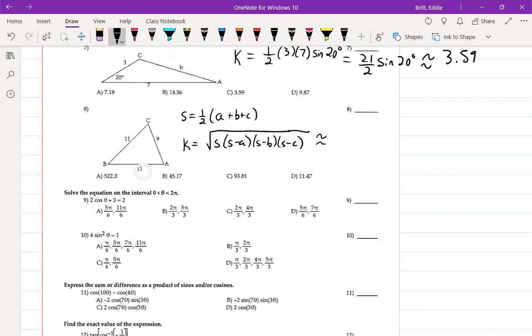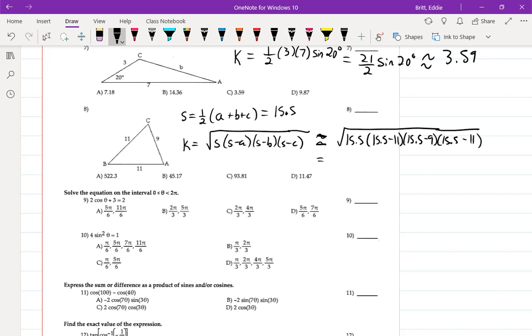If I add up 11, 11, and 9, that's going to be 31. So 1/2 times 31 is going to just give me 31 over 2, which as a decimal is 15.5. For me, it's easier to deal with decimals here. All right, so this is going to be the square root of 15.5 times 15.5 minus 11 times 15.5 minus 9 times 15.5 minus 11.